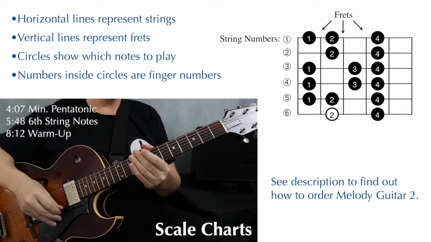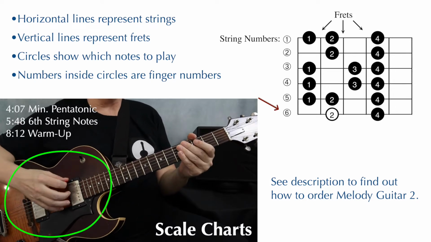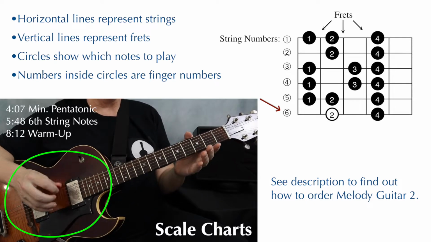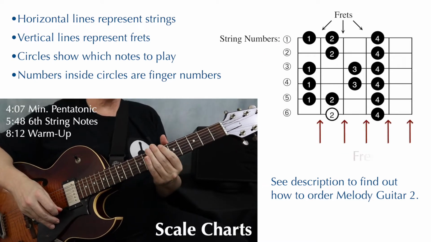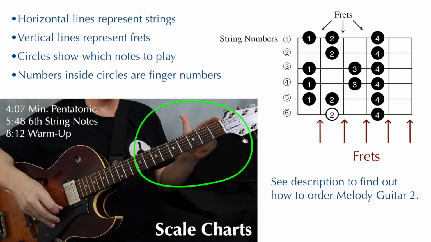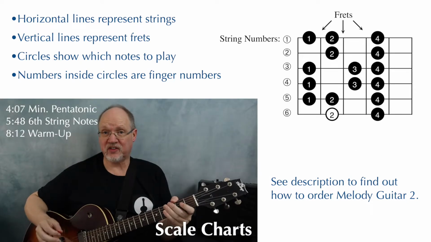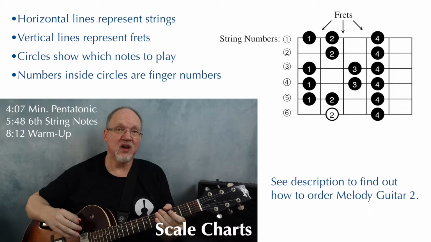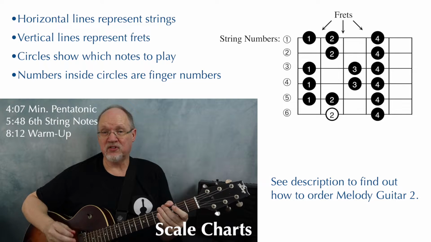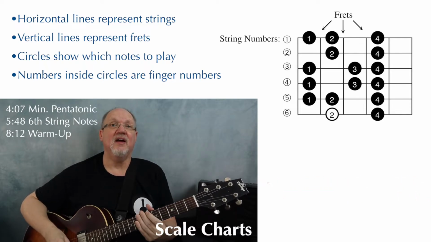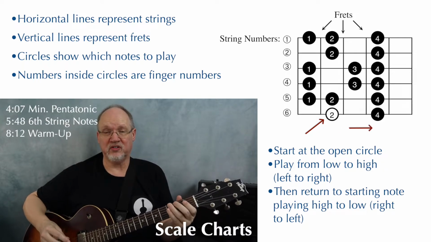So these scale charts show each string, 6 horizontal lines representing each string. The bottom line represents the 6th string, or the biggest, and the top line represents the 1st string, or the smallest. And those vertical lines represent your frets. So on the very end we have the nut, and then fret 1, fret 2, fret 3, and so forth. Each of these scale charts has some circles and some numbers. The circles are where you place your fingers, and inside the circles you'll see numbers. Those are the finger numbers you're supposed to play. And you start on the open circle and play from left to right, or lowest to highest.